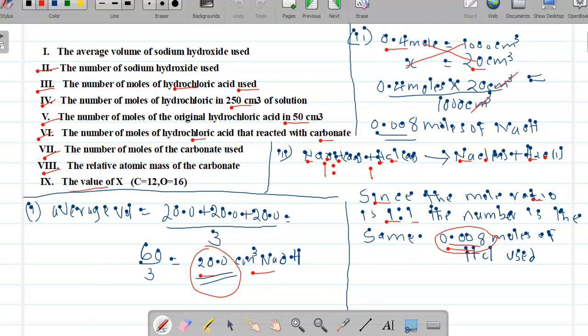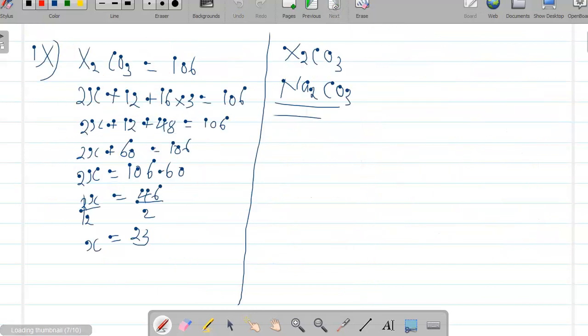is the value of X. To calculate the value of X, where carbon is 12 and oxygen is 16 in the bracket, you have the RFM. You take the compound X2 carbonate, which is equal to the total mass of the RFM. Here X is the value that we are looking for. Always, if X has a number, you make that number the coefficient. If it doesn't have any number, you put it directly with a plus. So since now it has 2, you make that 2 the coefficient.